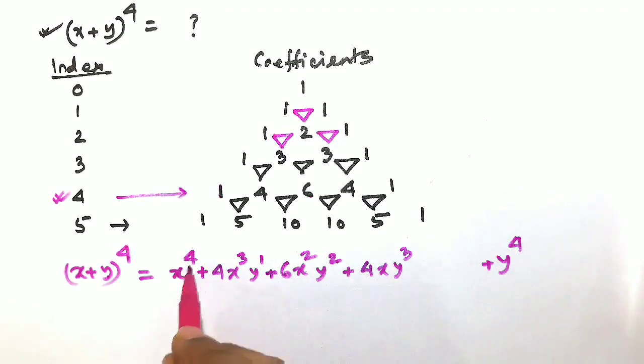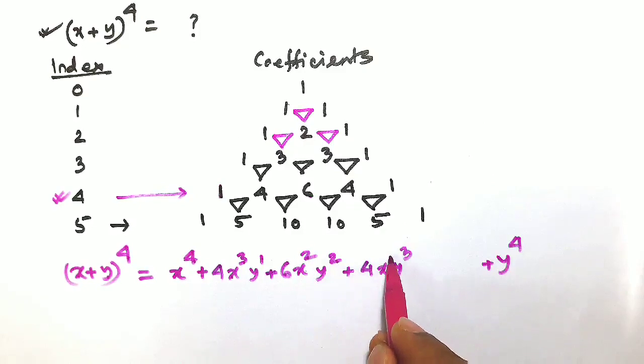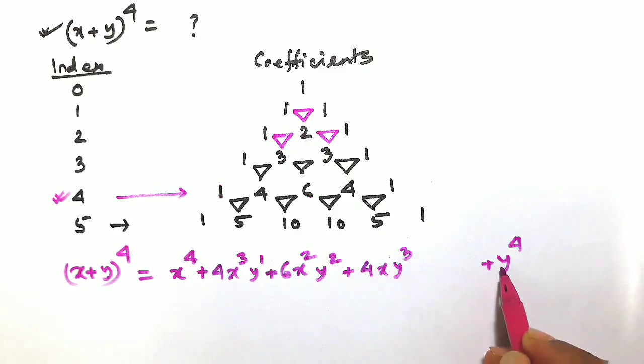You observe carefully, x^4, x^3, x^2, x^1, and finally x^0 here. So how many terms are created?